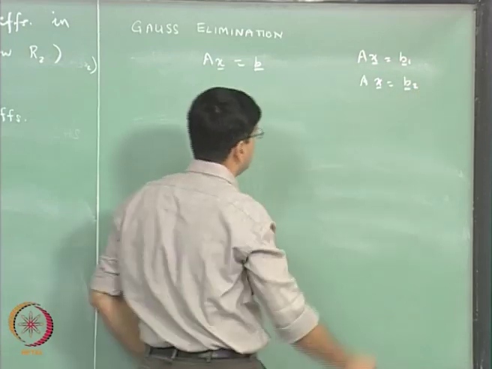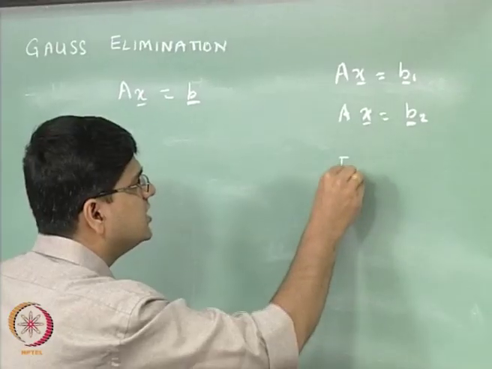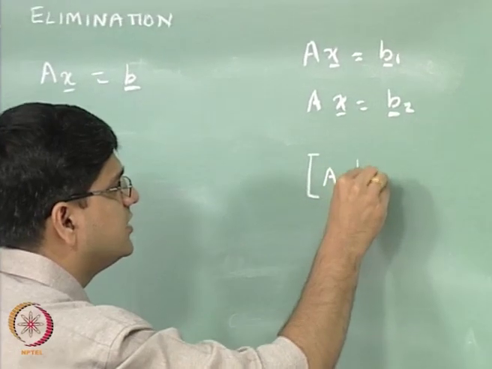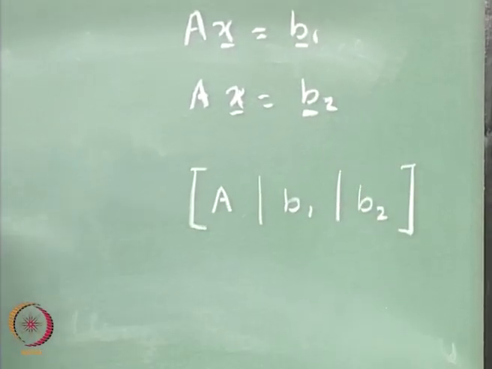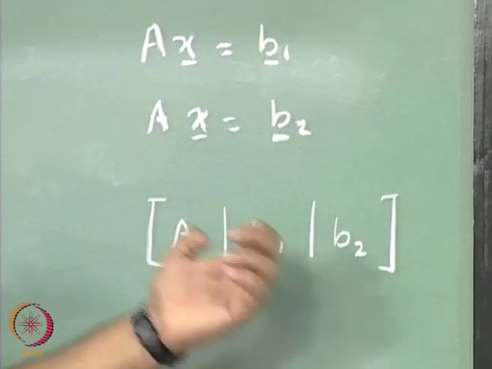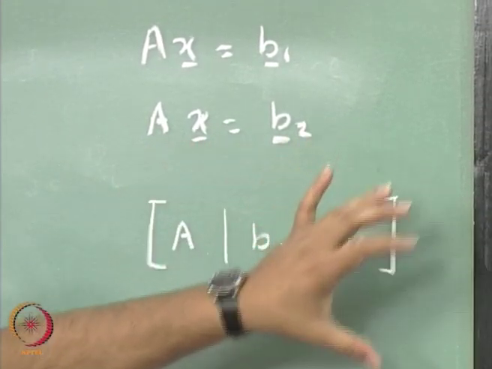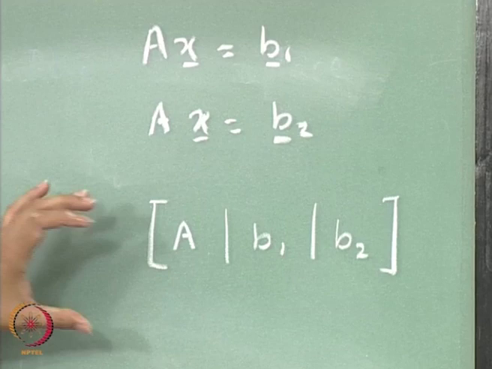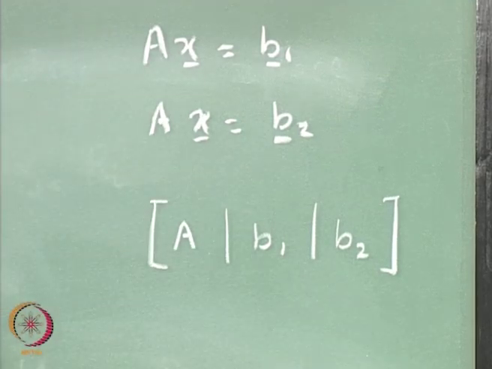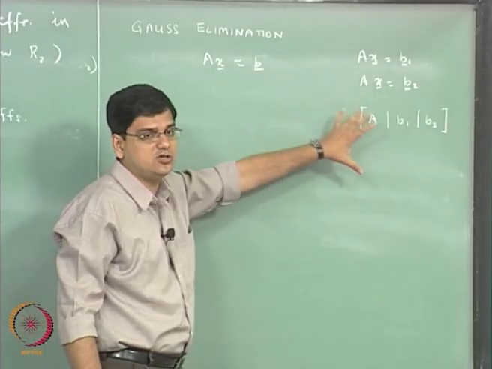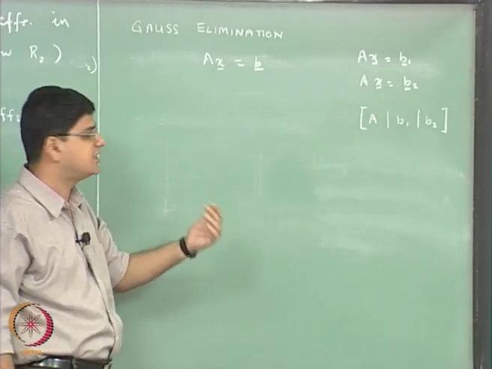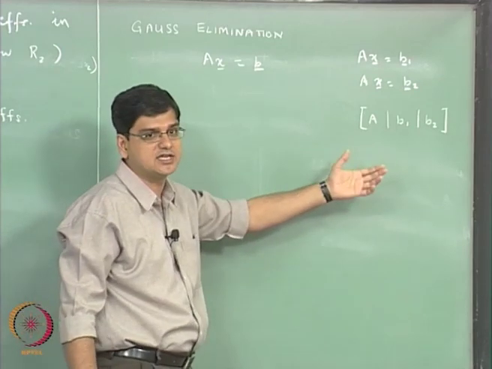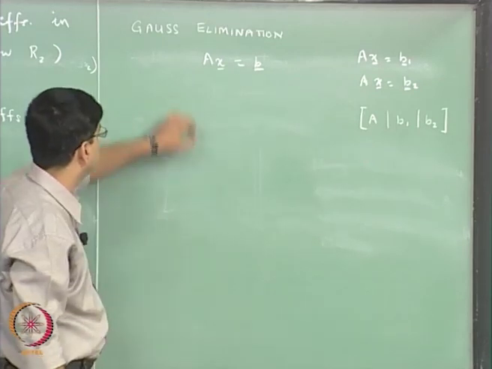If we had to solve this set of equations independently of this set of equations, the way we can go about solving is to create a matrix A B1 B2, and then apply all the row transformations to this particular matrix, and we will be able to solve these two sets of equations simultaneously. This is going to be very useful when we consider inversion of a matrix, which I am going to consider in the next lecture in this module.